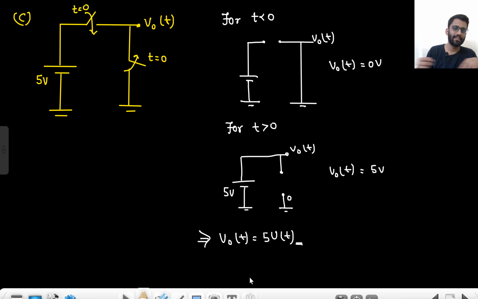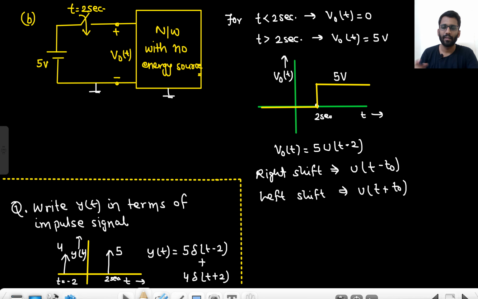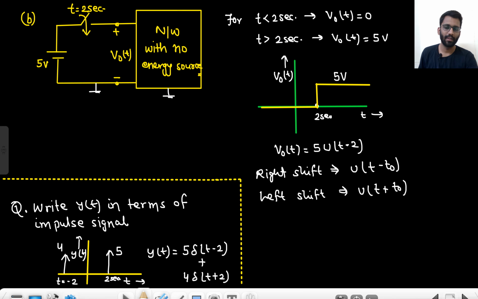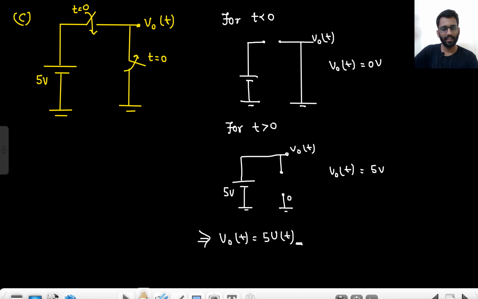So that's how you can generate a step signal. Just a switch will make you generate a step signal. If the switch was open, like in the previous example, V naught T was 0. Just as it is closed, V naught T is 5 volt, like this. So this is how you will make it. You will make the switch such that it turns on at t equals 0 only. So in the example it will be used.